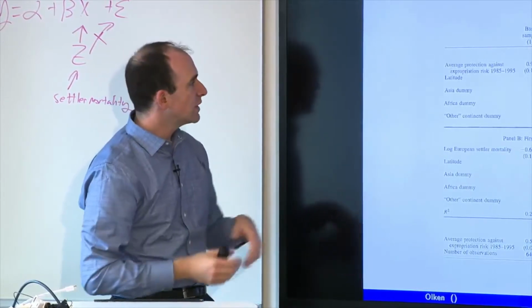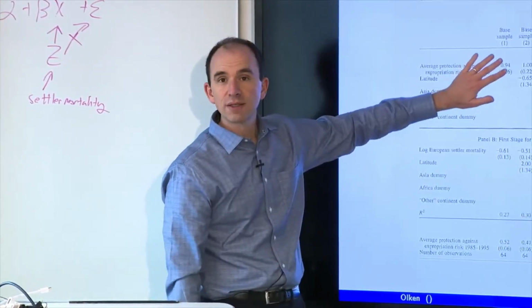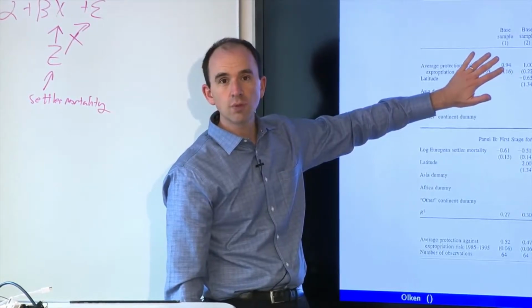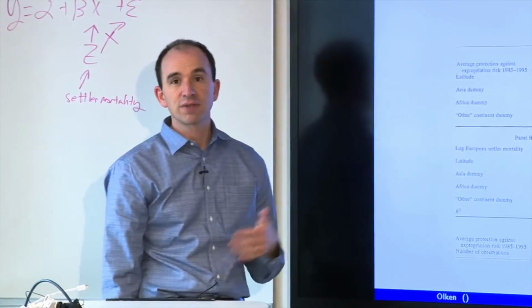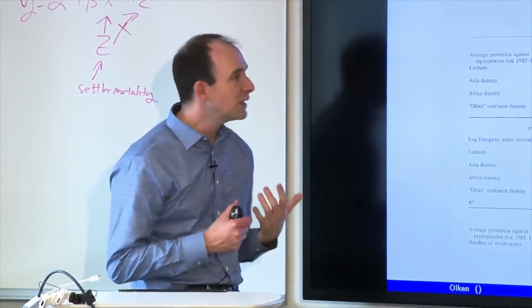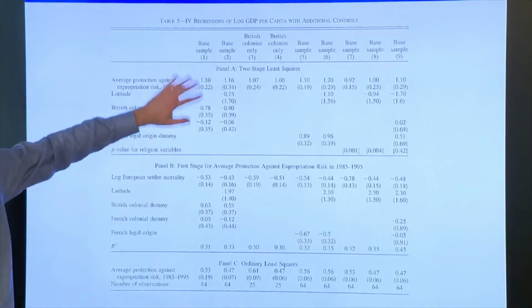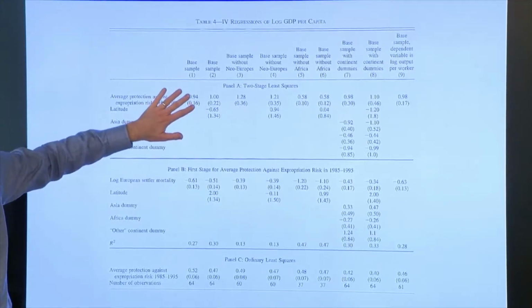Okay, so these effects are enormous, right? So that says that 2 points on this scale is something like increasing your GDP per capita by a factor of 6. Okay, so these are really big effects. These effects are really, really large in magnitude.